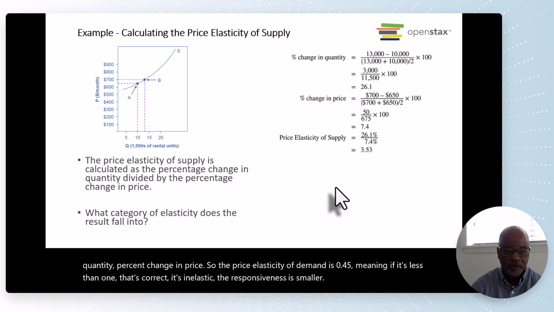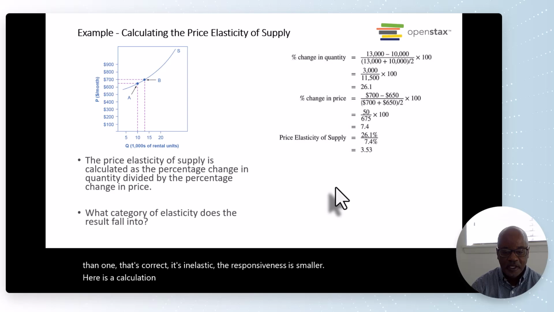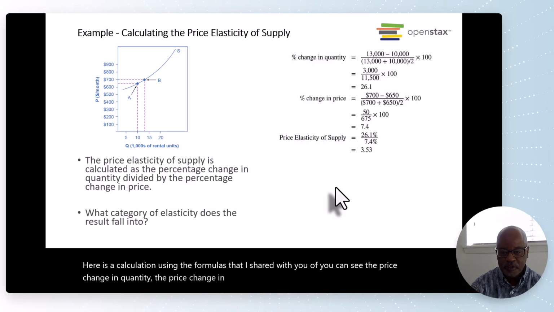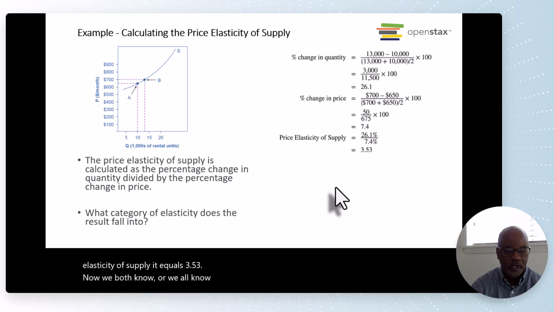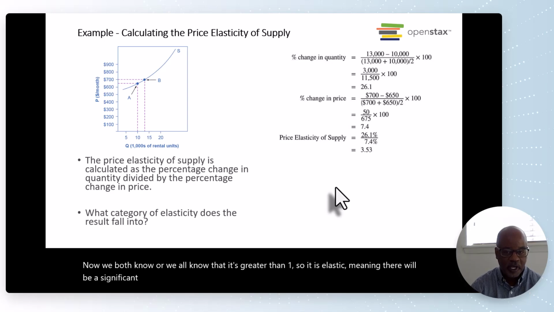Here is a calculation using the formulas that I shared with you. You can see the percentage change in quantity, the percentage change in price. You divide them by each other for the price elasticity of supply. It equals 3.53. Now we all know that it's greater than 1. So it is elastic. It will be a significant percentage change in the demand for that good or the supply of that good based on the change.